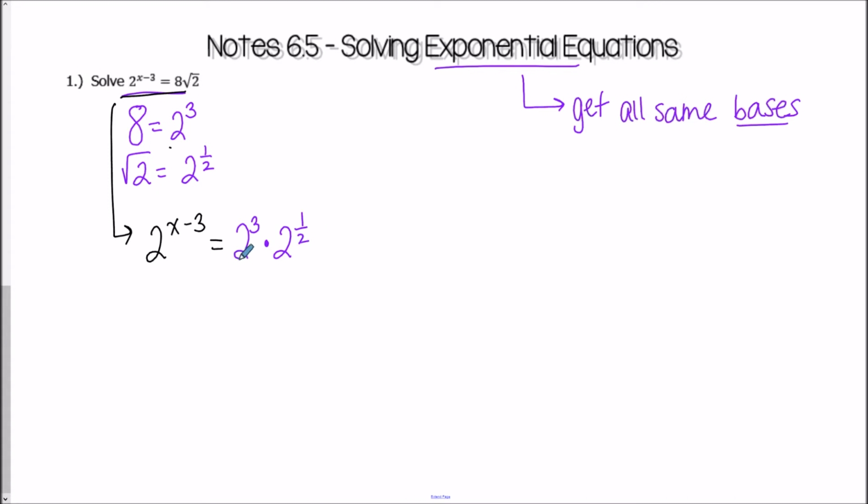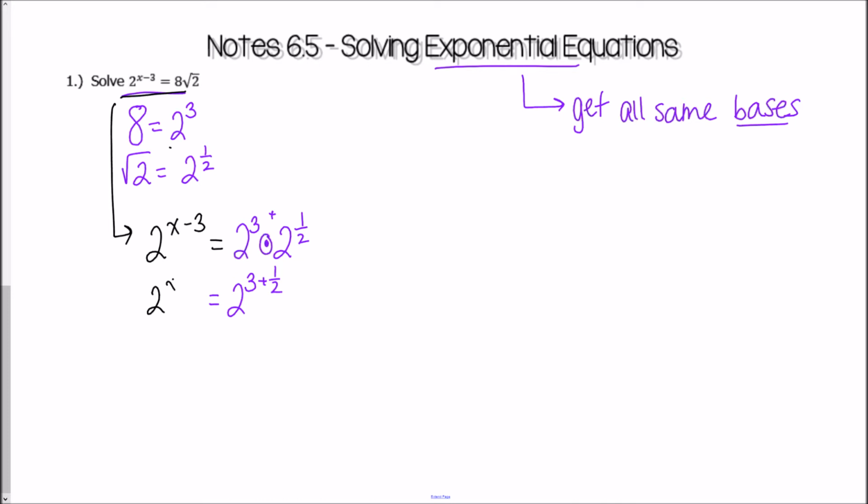But I have one base on the left side and two bases on the right side. So I'm going to use my rules for exponents to make this a single base. Because it's multiplication, I can just add the exponents. So this is 2 to the power of 3 plus 1/2, and on the left side we've got 2 to the power of x minus 3.